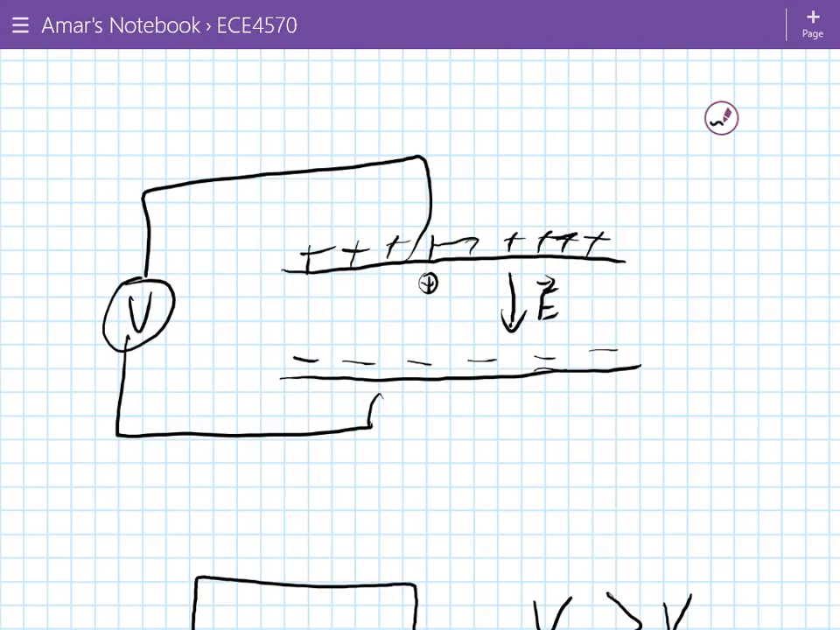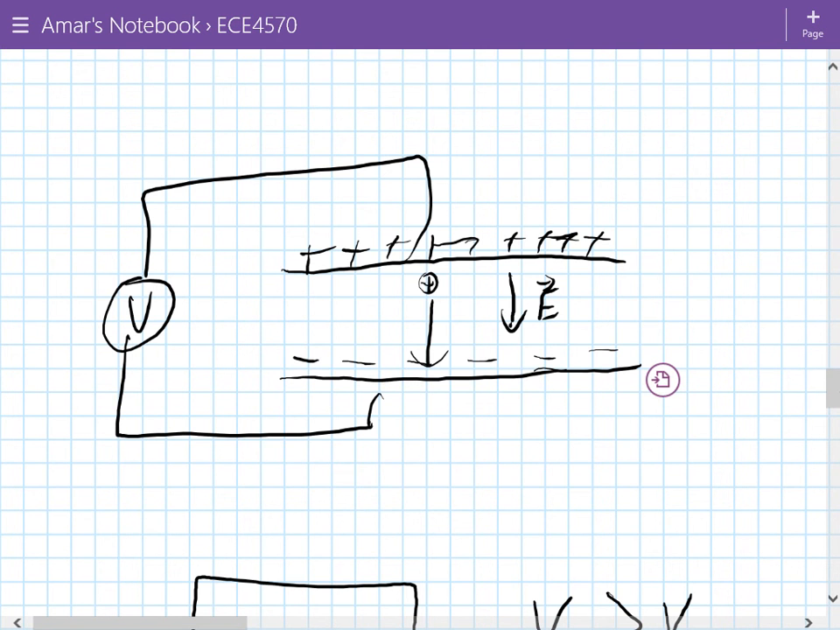Yeah, it'll get accelerated. It'll get accelerated down this way, right? So whenever mobile charges are placed in an electric field, they get accelerated. They get swept away. So even if you were to have an electron or hole in this region where there's a strong electric field, it wouldn't stay there very long because it would get swept out.